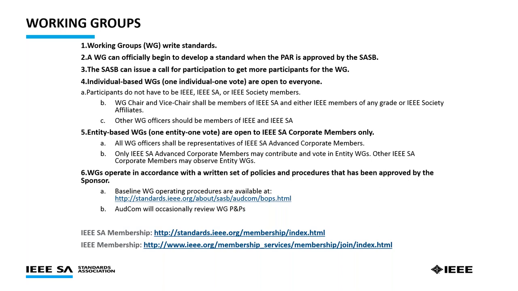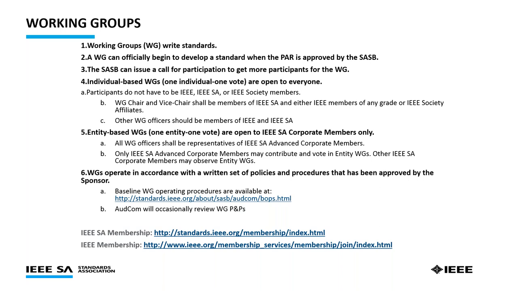So individual-based working groups are generally open to everyone. You don't have to be an IEEE member. You don't have to be an IEEE SA member in order to be a member of an individual-based working group. Only if you want to serve as an officer of the working group, you will have to be both an IEEE member and an IEEE SA member. But if you are just working in that working group as a voting member rather than officer, you don't need to pay the actual membership fee.